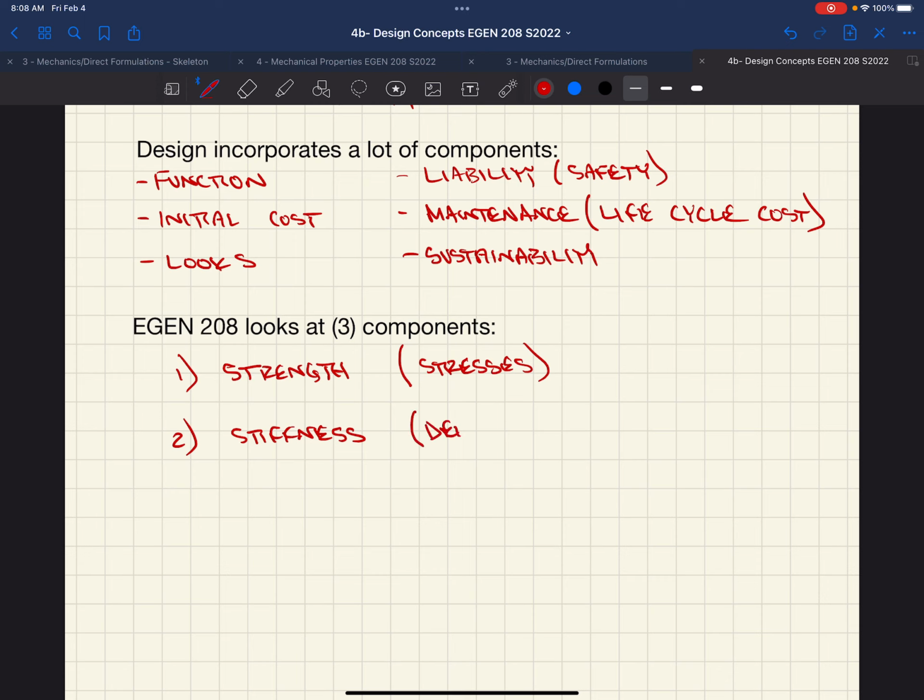Which drive deformations, right? I guess add another design component, I'll say serviceability. Serviceability, right? I think I've talked to you a lot about vibrations, which is a really big one for civil engineers.